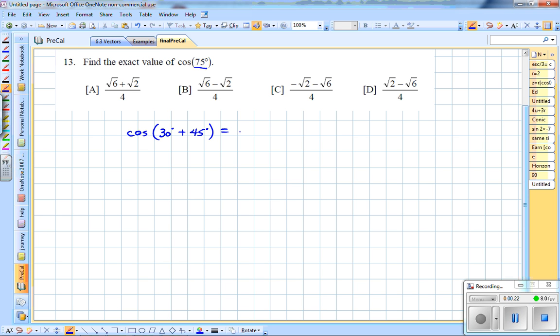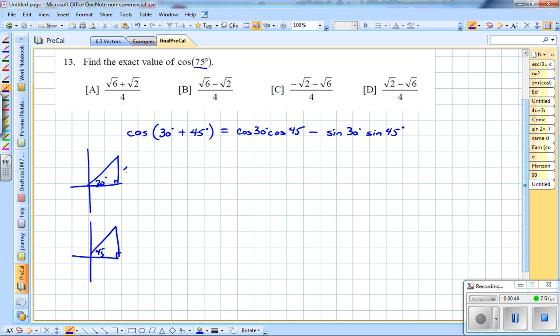From the formulas, this is equivalent to cosine of 30 degrees times cosine of 45 degrees minus sine of 30 degrees sine of 45 degrees. And again, this is a formula. Since I'm going to be using 30 degrees and 45 degrees, I'm going to go ahead and sketch these two angles on the side. This is 30 degrees. This is 45 degrees, and label it accordingly.